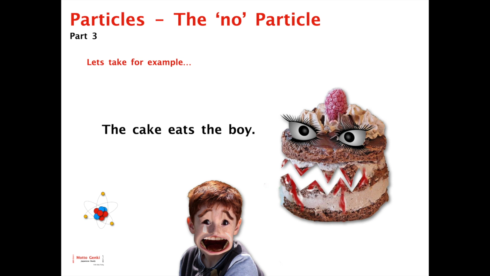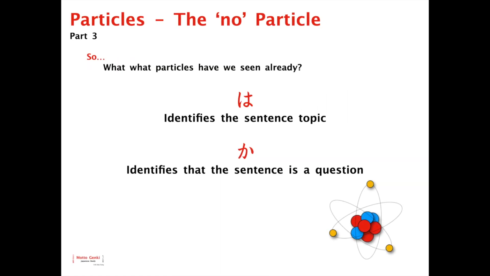For example, the cake eats the boy. We've just changed around the order of the words and the meaning is completely changed, because we've gone from a boy eating a cake to some sort of man-eating cake devouring the boy, just by changing the order of the words. Now, Japanese does have some order, but not in the same way that English does.